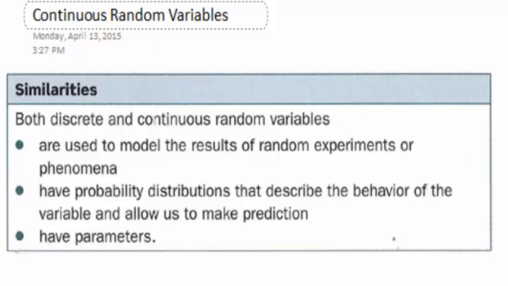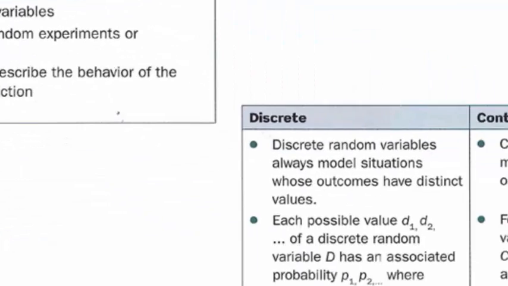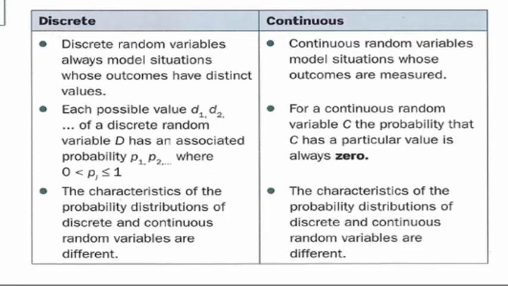So some similarities between discrete and continuous random variables. They're used to model results of random experiments. They have probability distributions that describe the behavior and allow us to make predictions, and they have parameters such as mean, median, mode, all that fun stuff. Some differences, though. Discrete random variables have outcomes that have distinct values, whereas continuous random variables, the outcomes have to be measured. They're not distinct. They're not countable.